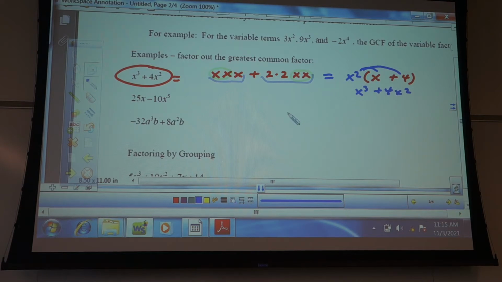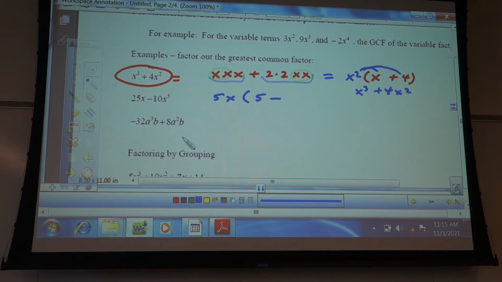Over here, what can I pull out of both things? I can pull out a 5, right? Because 25 and 10, what can I pull out of both of them? A 5. Fine. In terms of the x's, I can pull out an x. So if I do that, what am I left with? What times 5x gives me 25x? 5. 5 times 5x is 25x. And then what times 5x gives me 10x to the 5th?